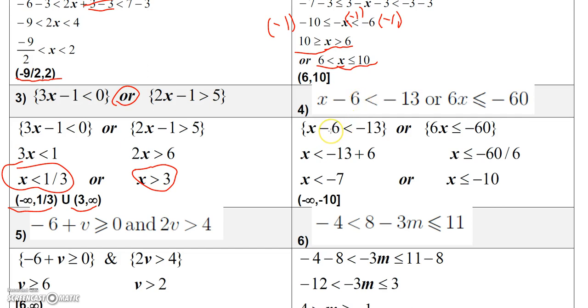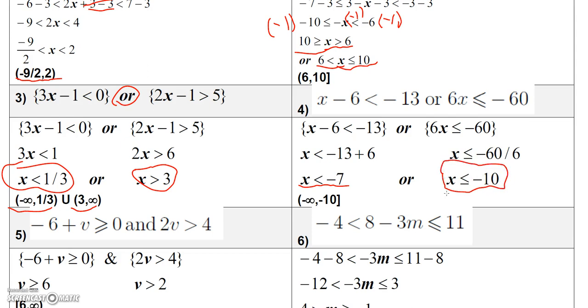So if I want to solve the first inequality, just add 6 to both sides, and I get x is less than negative 13 plus 6. So x is less than negative 7. Okay. Now, the next one, if I divide both sides by 6, I get x is less than or equal to negative 10. So x is less than or equal to negative 10.